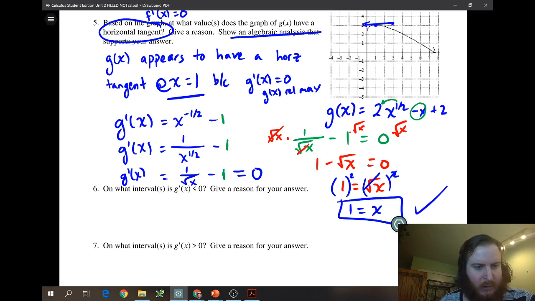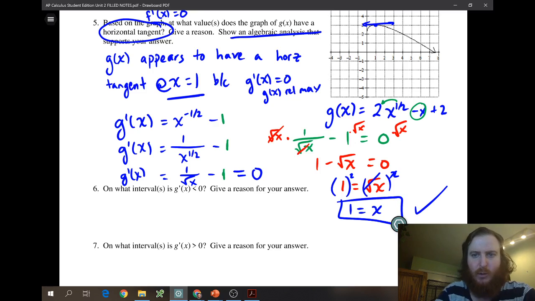Okay, now this is a little bit of review from Monday. On what intervals is g prime of x less than 0? So what does g prime of x less than 0 represent? We took notes a few days ago. We had that table, that chart. Whenever you see g prime of x less than 0, you want to connect that to g of x is decreasing. I'm going to say it one more time. g prime of x less than 0 means g of x is decreasing.